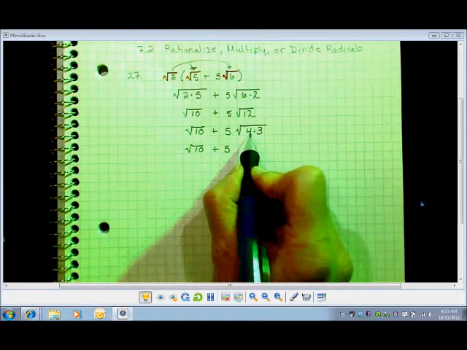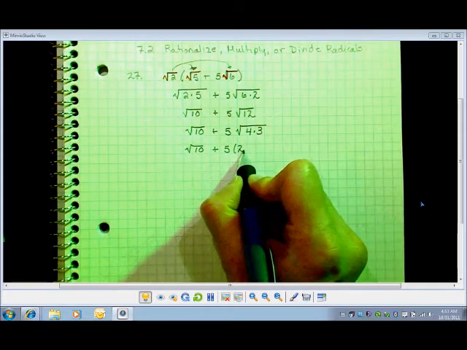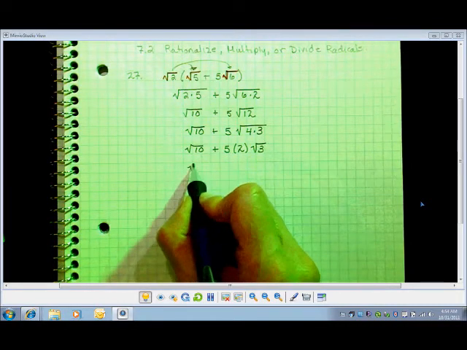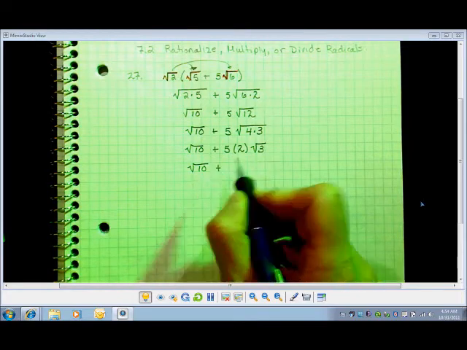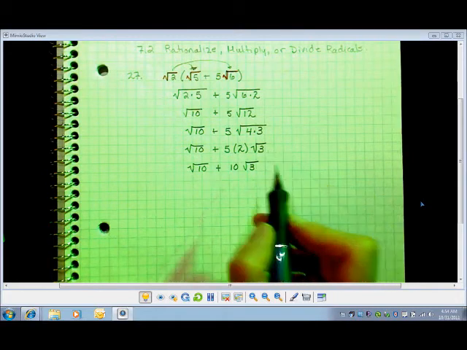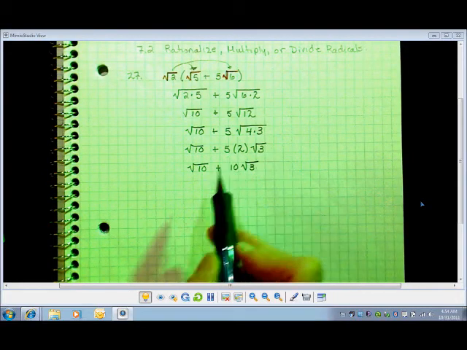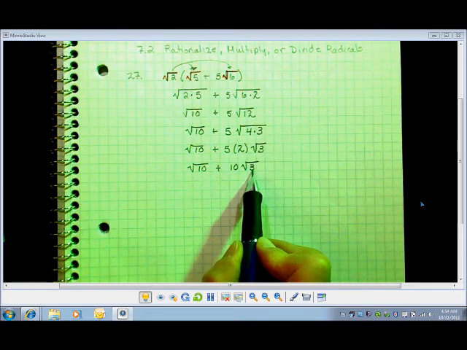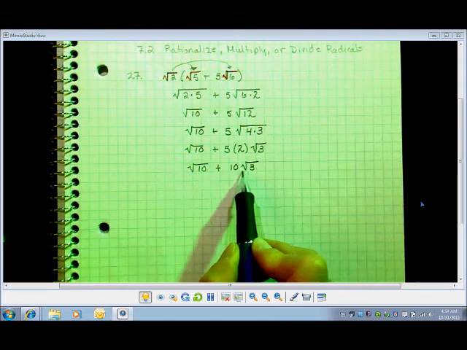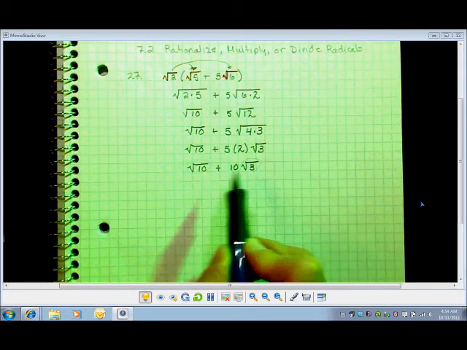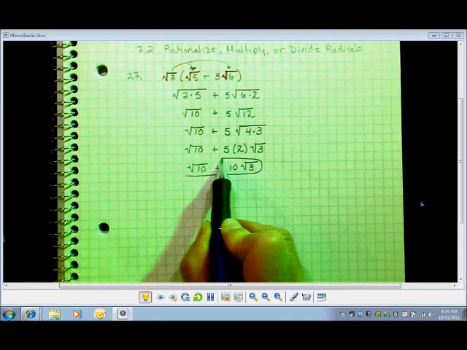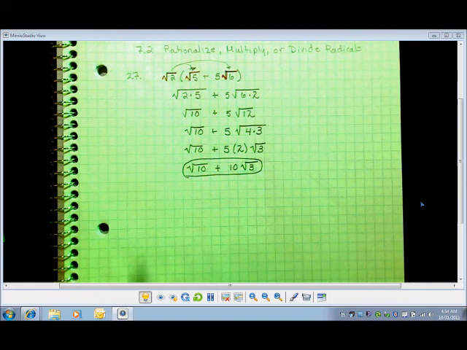The square root of 4 is 2. So that leaves me with the square root of 10 plus 10 square root of 3. Because I'm adding, and these are not exactly the same, my entire radical, including the radicand, is not the same. They are not like radicals, so I cannot combine them. So that is my final answer.